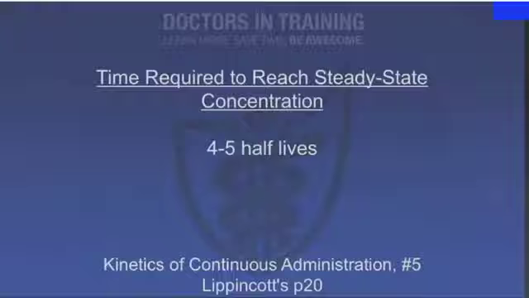Once you've been on the infusion for 4 or 5 half-lives, you should be at your steady state concentration, or pretty close to it. If you check the blood level too soon, you haven't gotten to steady state yet, and you start adjusting based on those drug levels, you're going to adjust improperly, and you're going to wind up with too high a level or too low a level.